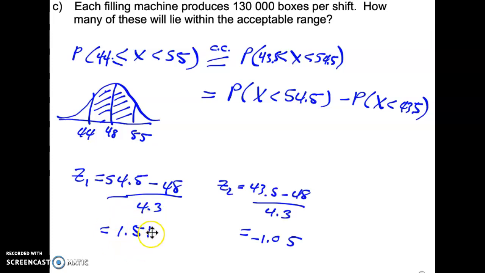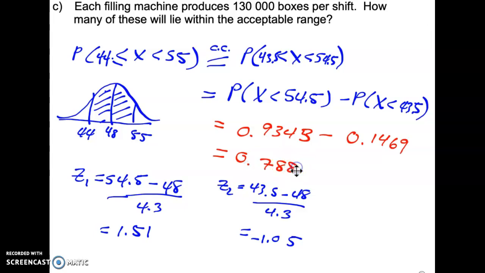So there's our two z-scores, and if you look up the first z-score in the table, you would get that the probability is 0.9345. And if you look up this second z-score of negative 1.05 in the table, you get that it's 14.69%, which we already had in a previous question. And we get the chances of them being in the acceptable range as 78.76%.